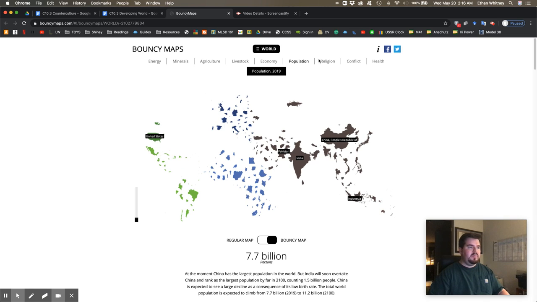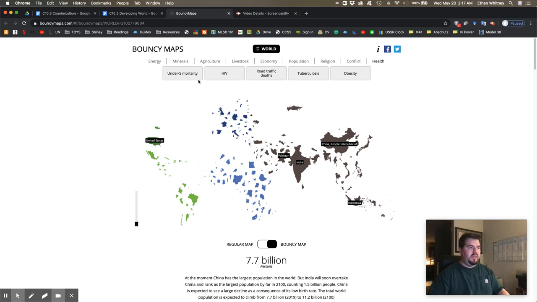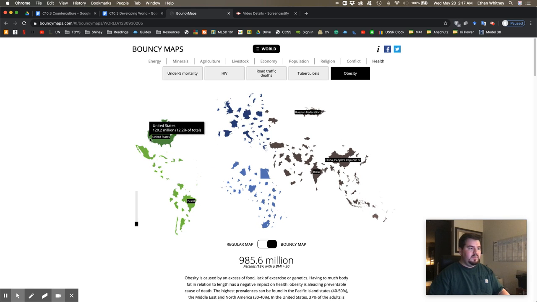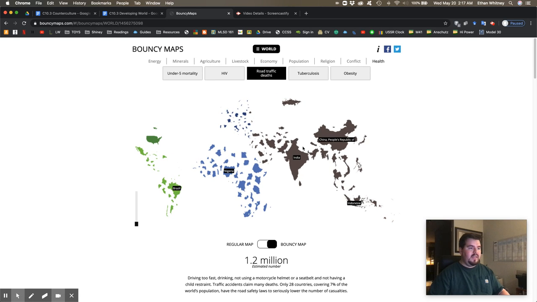Now across the top, we have a whole list of different categories that we can choose from. I'm going to choose health. And within health, I have to choose another one of these. So I'll choose obesity. And what do you know? The United States is a fairly large blob in that respect, but so is China. Again, Russia, interestingly, is pretty small. We can do road traffic deaths. Whoa, China and India got pretty big. If anybody's ever watched a Russian driving YouTube video, this Russia being that small seems to confuse me.